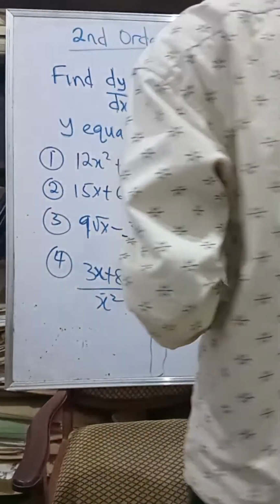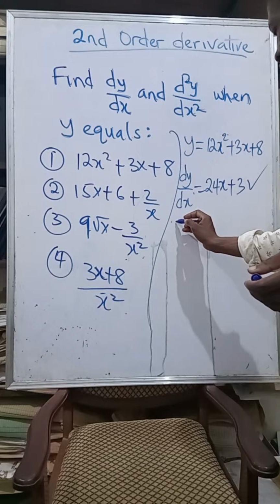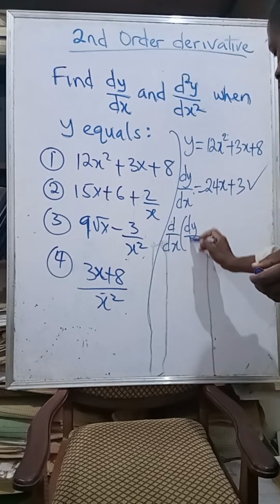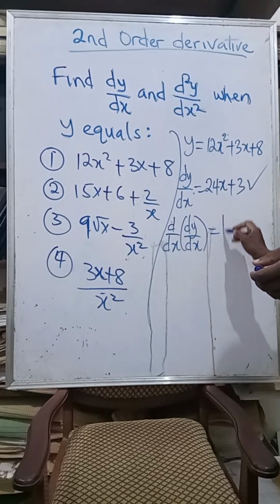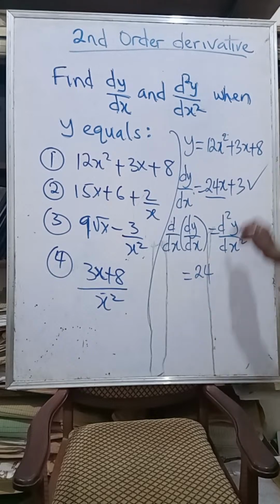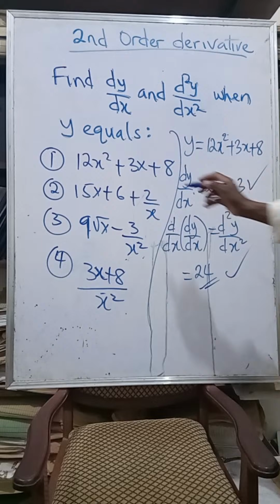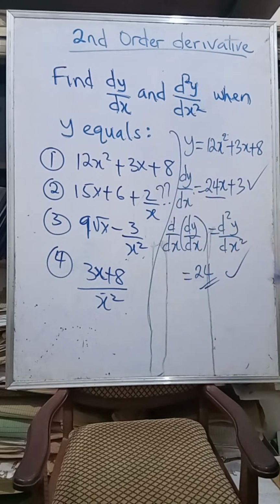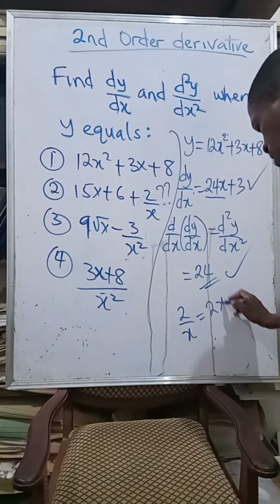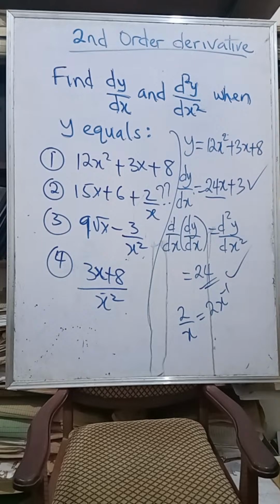Okay, the second one, the second order differential, you are differentiating again, which will give you this one. That's the second order differential. 24x will be equal to what? 24, and then plus what? Answer 24. Okay, so that's that. You also try number 2, but don't forget 2 over x. You can make it 2x to the power minus 1 to make the differentiation easy for you.